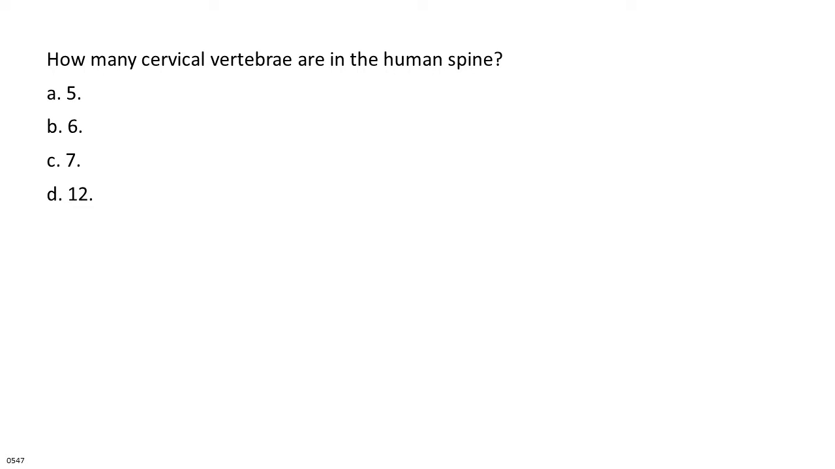How many cervical vertebrae are in the human spine? A. 5. B. 6. C. 7. D. 12.